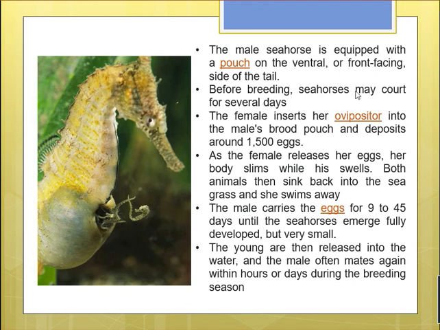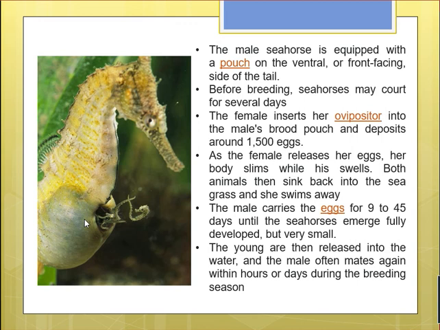Before breeding, the seahorses may undergo courtship behavior. That means the male and the female fishes do a kind of grooming, which is called courtship, and afterwards they mate. During mating, the female inserts a structure called the ovipositor, which helps it to discharge eggs. So the female, with the help of her ovipositor, will lay eggs into the male's brood pouch, and around 1500 eggs will be laid.